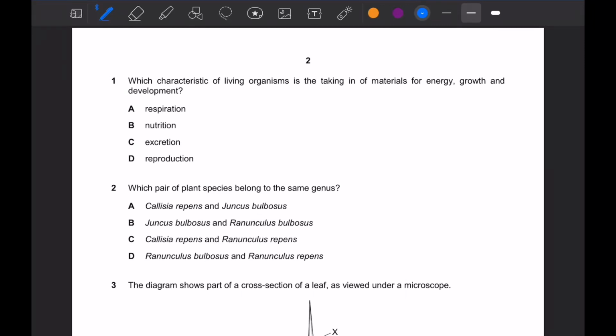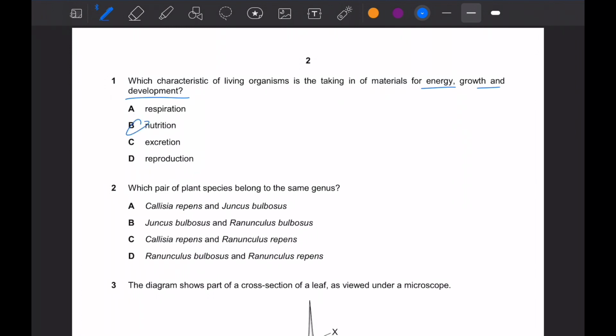Question 1. Which characteristic of living organisms is the taking in of materials for energy, growth, and development? Respiration is the chemical reactions in cells that break down nutrient molecules and release energy for metabolism. Nutrition is the taking in of materials for energy, growth, and development. Plants require light, carbon dioxide, water, and ions, while animals require organic compounds, ions, and also water. So the answer would be B.